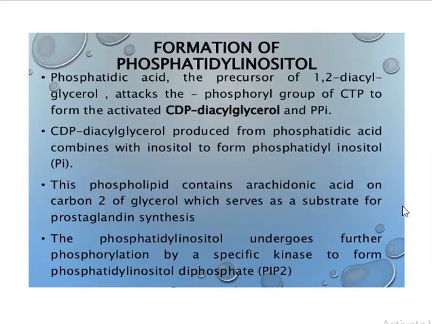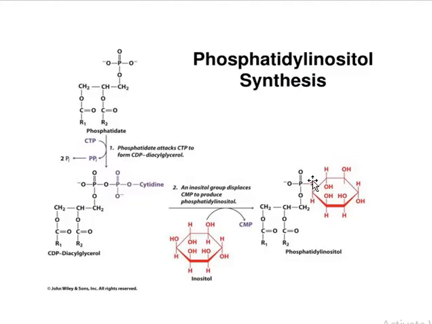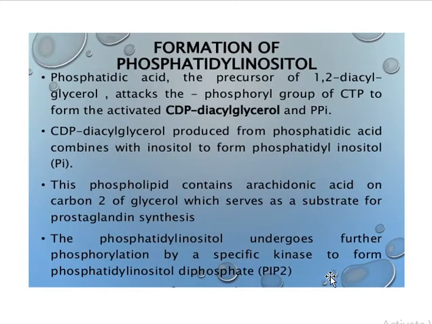The phosphatidyl inositol is then further phosphorylated to form the phosphatidyl inositol 4,5-bisphosphate. This phosphorylation takes place in two consecutive steps by the involvement of two ATP molecules. The ATP molecules provide the phosphoryl group to this phosphatidyl inositol in two consecutive steps to form the phosphatidyl inositol bisphosphate.